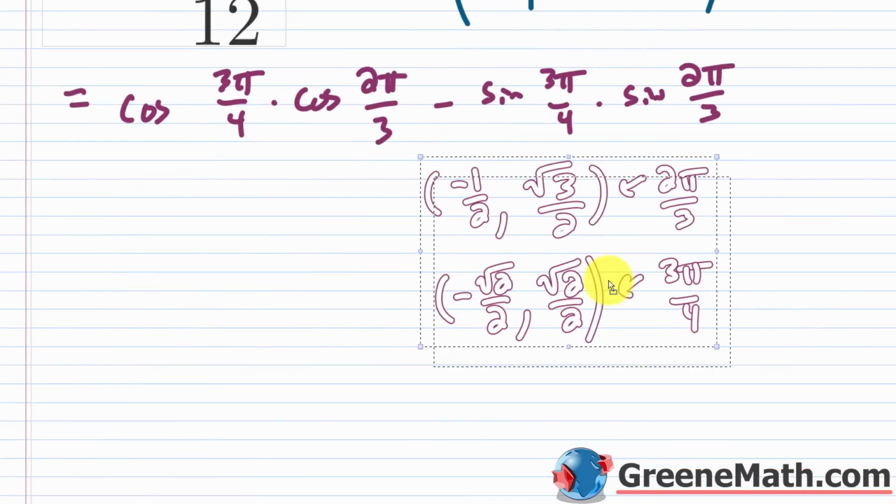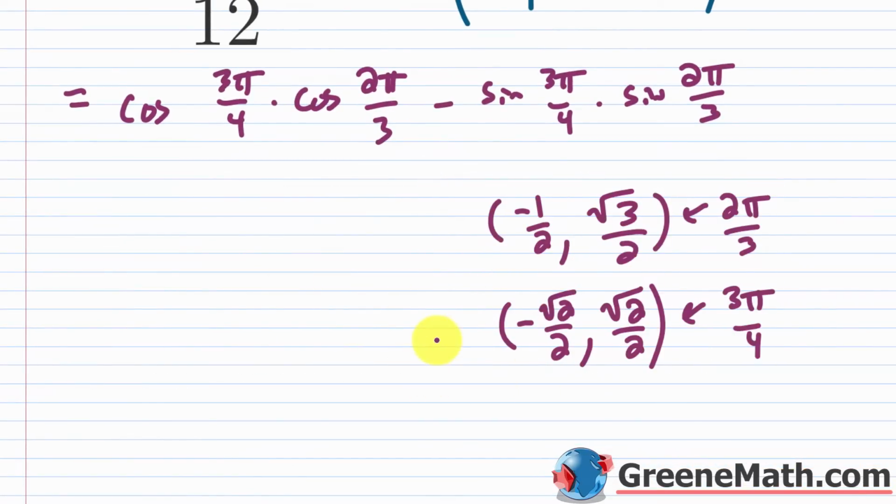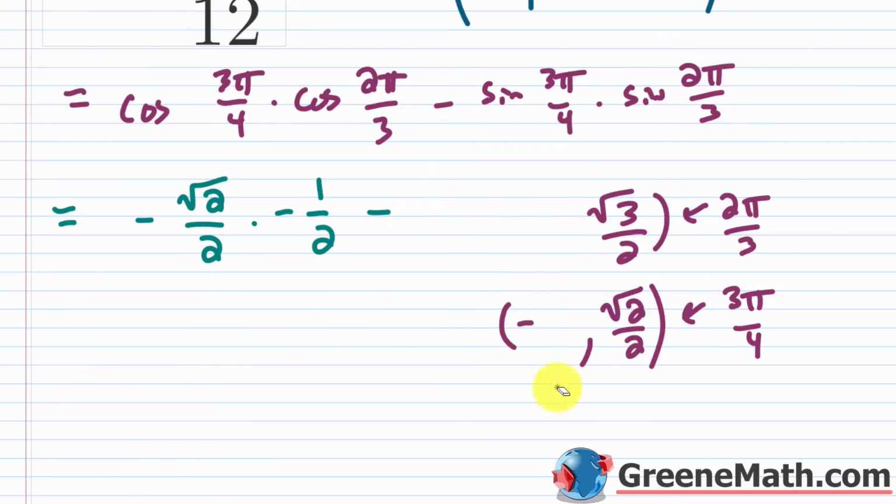All right, let's paste this in here. I'll just throw it to the side for right now. So I'm going to say this equals the cosine of 3 pi over 4. Again, that's the x-coordinate from this guy. So that's the negative of the square root of 2 over 2. And then times the cosine of 2 pi over 3. That's the x-coordinate here. So that's going to be negative 1/2. And then I'm going to go minus. Let me get rid of this part right here. We don't need that anymore.